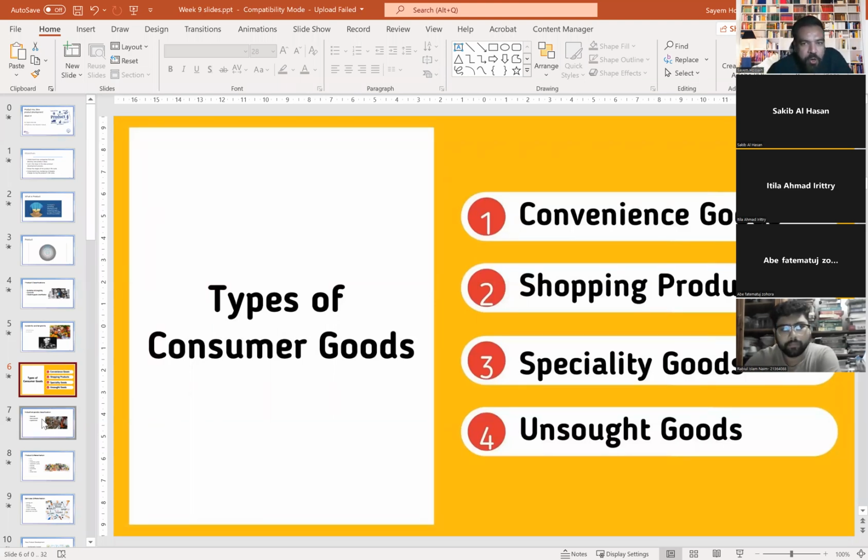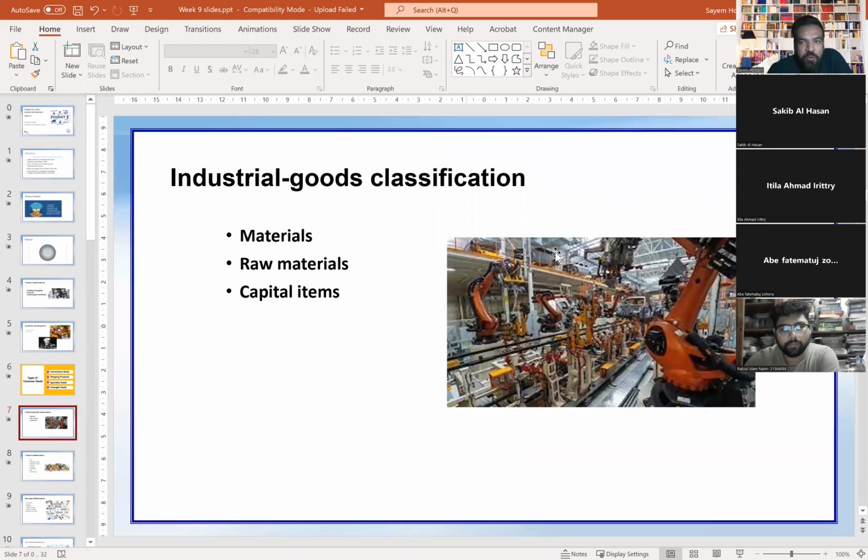Okay, just moving on. Now we're talking about industrial goods. We have to understand that not all of the products are consumer goods. There are some industrial goods as well. Industrial goods are the ones that are not used as finished products. There are lots of products which we don't use as a finished product. They're called industrial goods, like materials and parts.